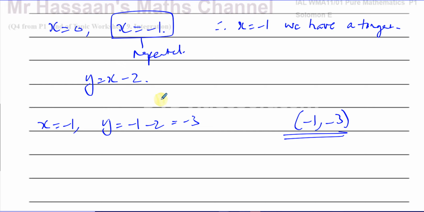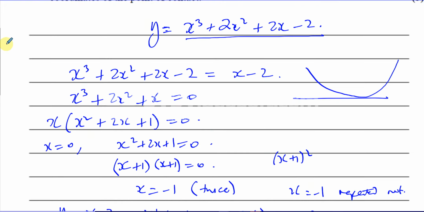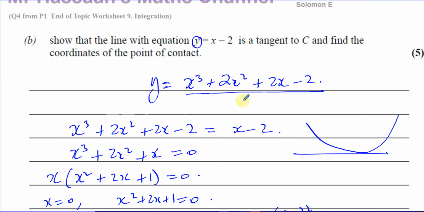We can also solve it in another way. We could differentiate the original function, and we can make that equal to the gradient of this tangent. The gradient of this tangent is 1, because it's y equals 1x minus 2. So the gradient of the tangent and the gradient of the curve are the same when they meet. You understand? So we can find the places where the gradient of the curve is equal to the gradient of the tangent, and show that one of those points is on the curve. Okay, I'll show you how to do it that way as well.